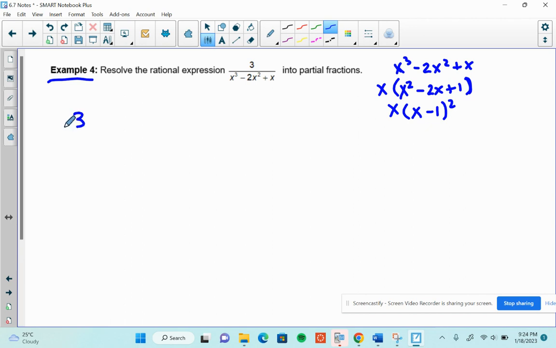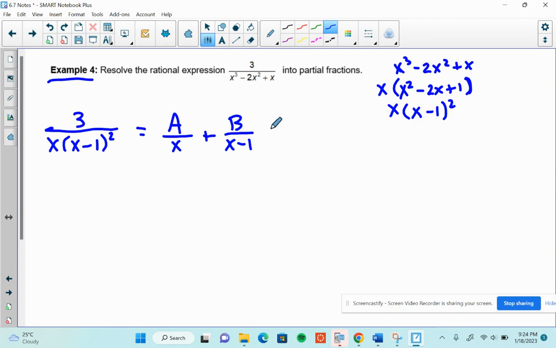So notice what we have. We have a factor of x, and we have a repeated factor of x minus 1 because it's there twice. So as we decompose this, we're going to have a constant divided by x, plus we have to have two fractions for that x minus 1 squared.